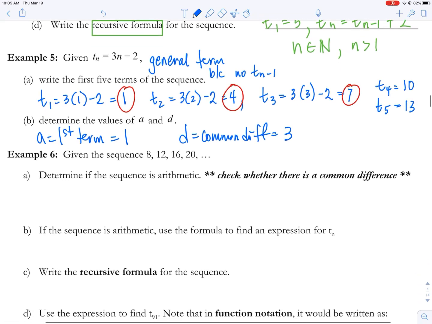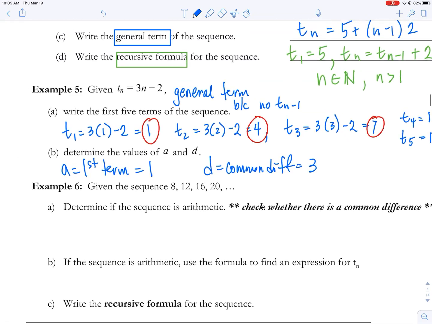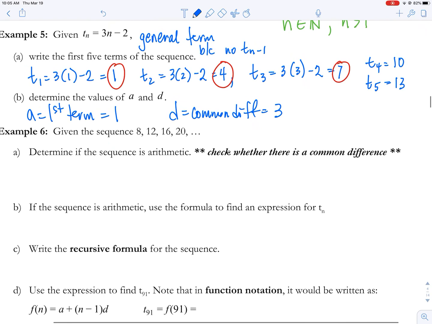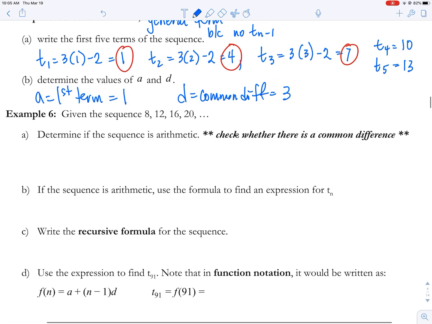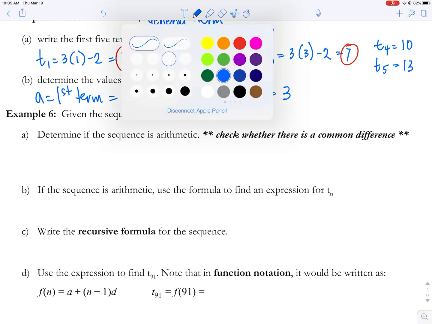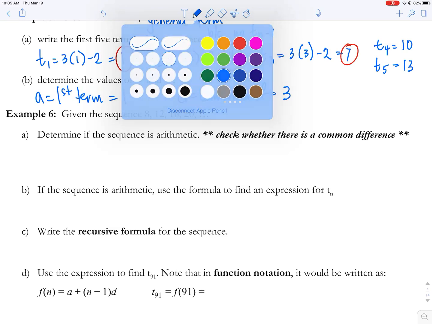Remember, you can always pause at any time to copy things down or try and figure them out on your own. Example 6, given the sequence 8, 12, 16, 20, determine if the sequence is arithmetic. And what that's really asking you to do is check to see whether there is a common difference, or if the step between each of the terms is going to be the same.